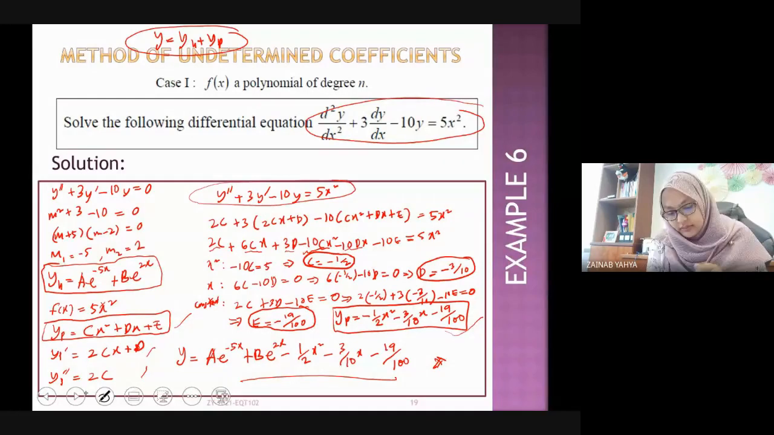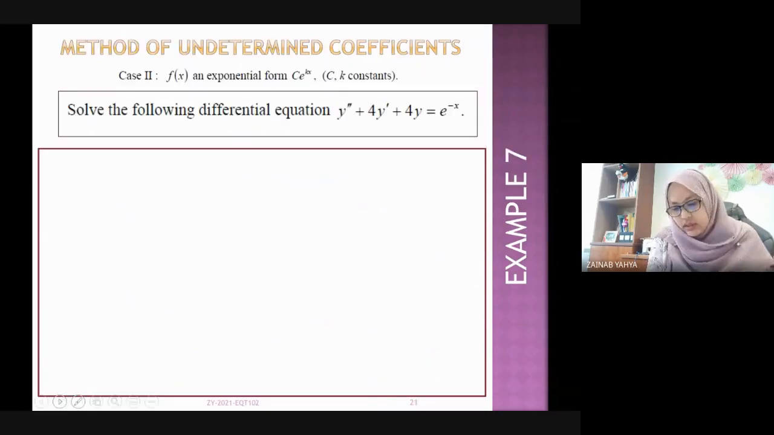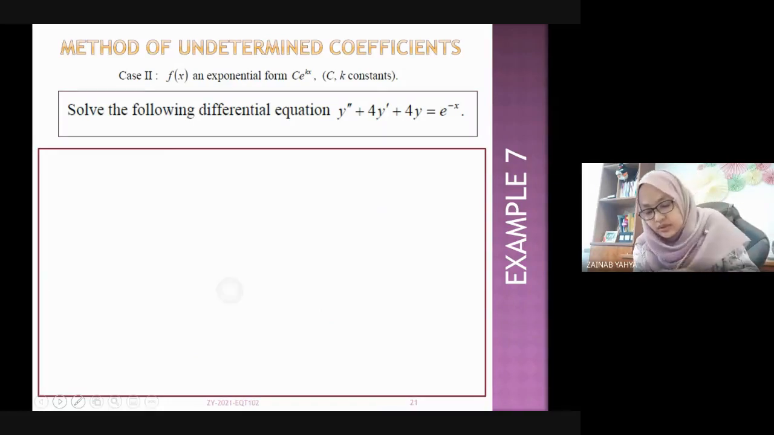Okay, next example on case 2, the exponential form. The first step is to find the homogeneous equation: y double prime plus 4y prime plus 4y equals 0. So find the characteristic equation. This one is no problem, right? Very simple.